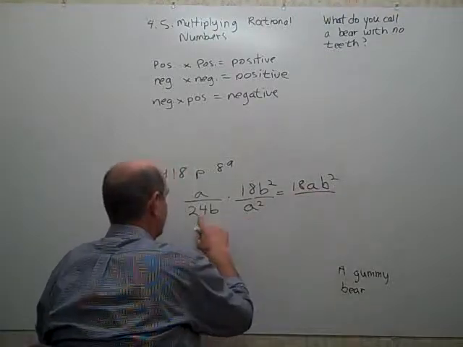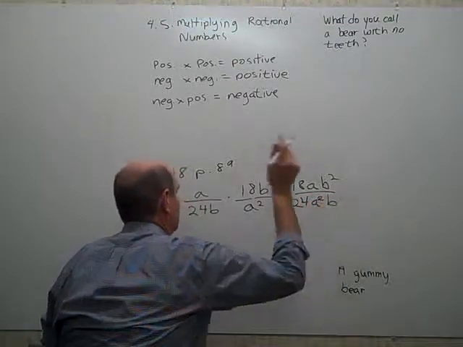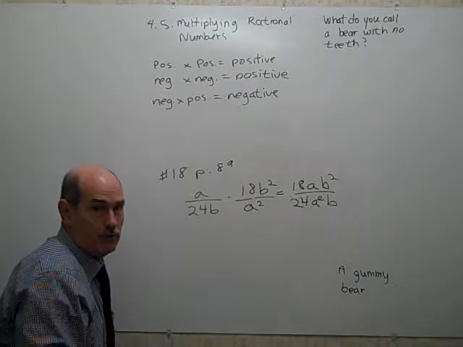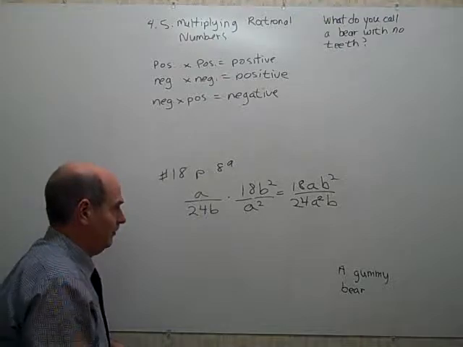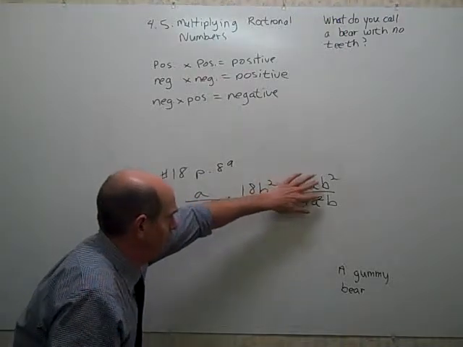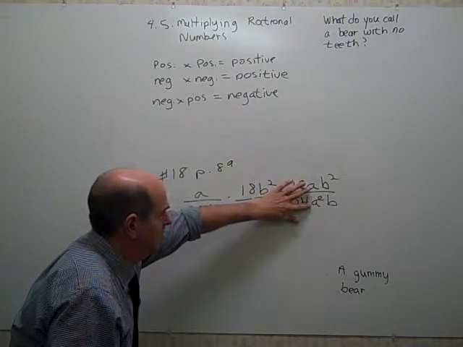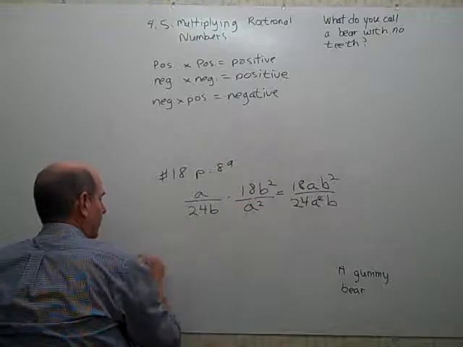This would be 24a squared b. That's the answer, but it's not lowest terms. And you're going to be asked to simplify. Just like you can simplify 18 over 24, you can do something with ab squared divided by a squared b. And here's what you can do with this.